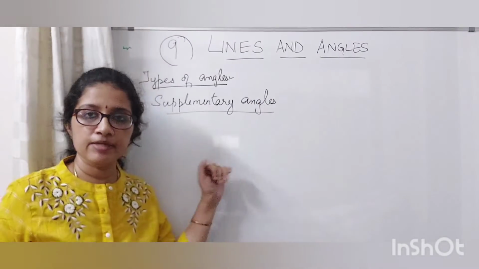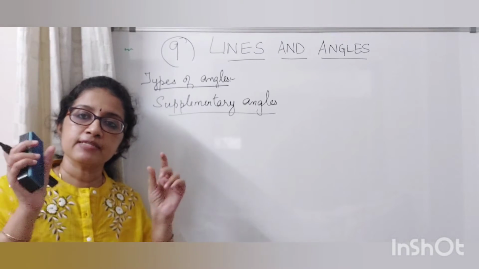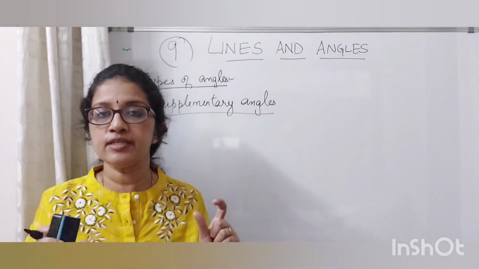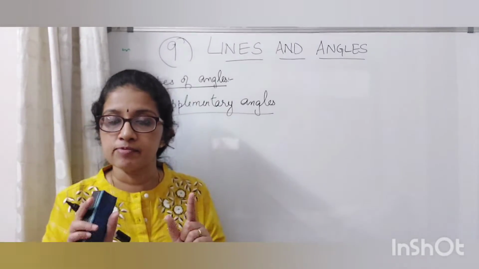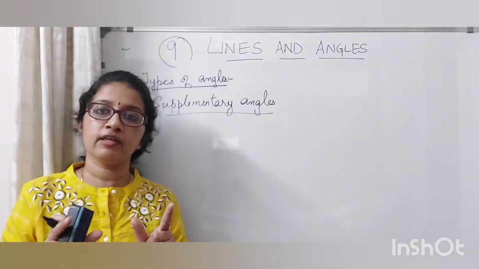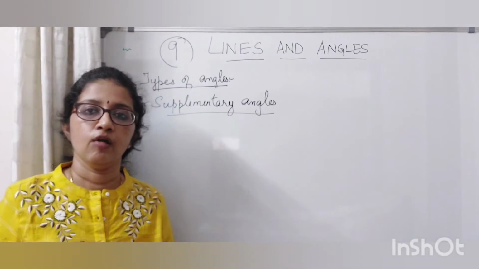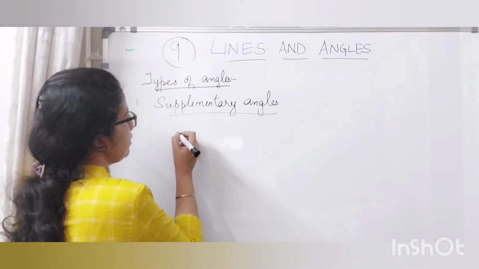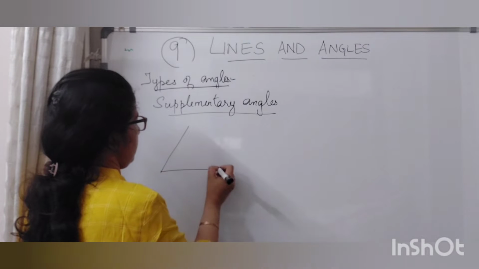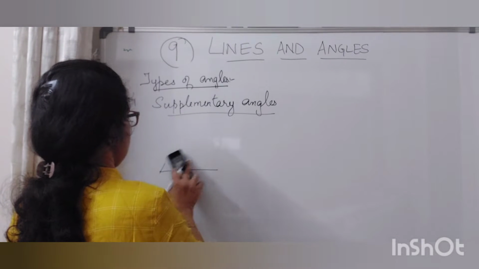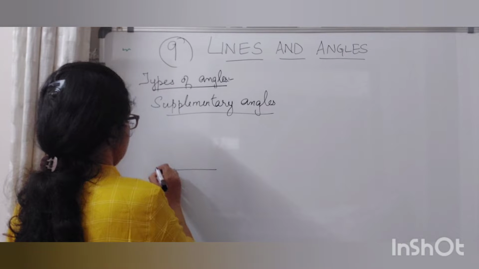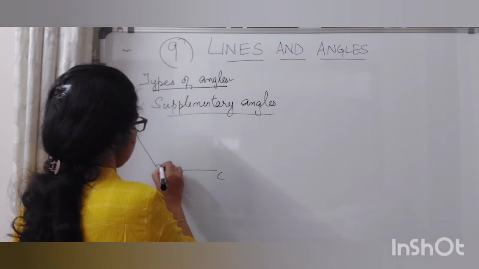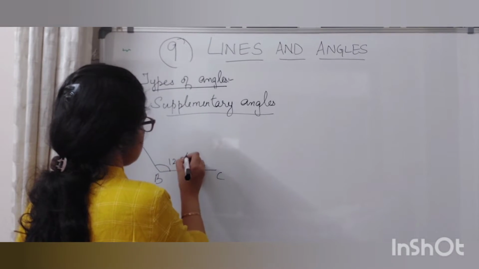Okay, what are supplementary angles? That is, if the sum of two angles is equivalent to 180 degrees, both the angles are said to be supplementary angles, or they are supplementary to each other. Okay, so if the sum of two angles, let one angle be ABC, which is equivalent to 120 degrees.